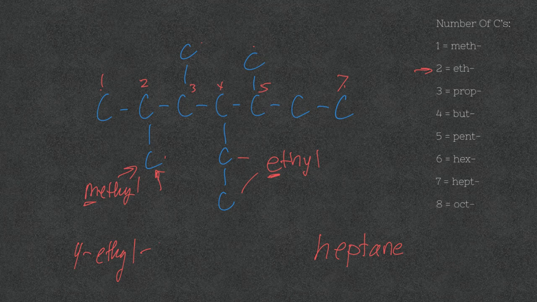Well, off of the 2 and the 3 and the 5, there are 3. So now we get the prefix of tri. 3 what? 3 methyl groups. 4-ethyl-2,3,5-trimethylheptane.